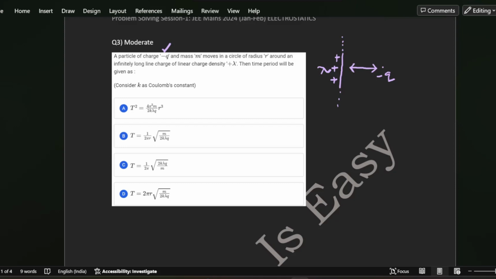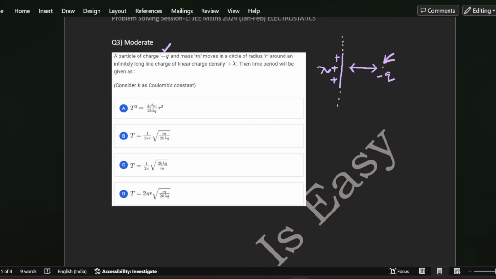And you can see they have asked us to find the time period. And what does this time period stand for? Actually, you will have to understand what will happen if this kind of system is given to us. They have said that this will move in a circle, because of the force of attraction, that this minus q charge will experience. You have to understand this line charge is infinitely long. It's a very long line charge. It will not move from its place.